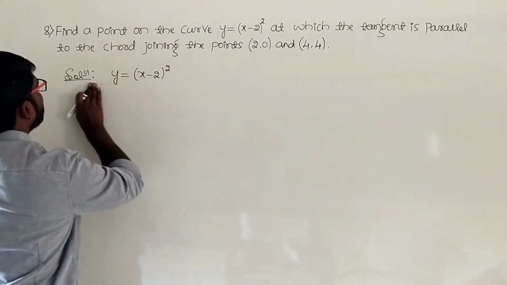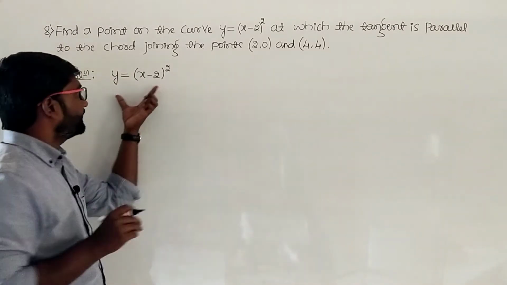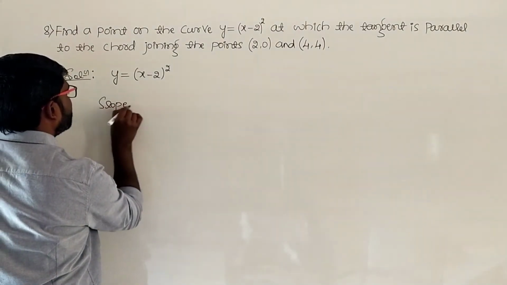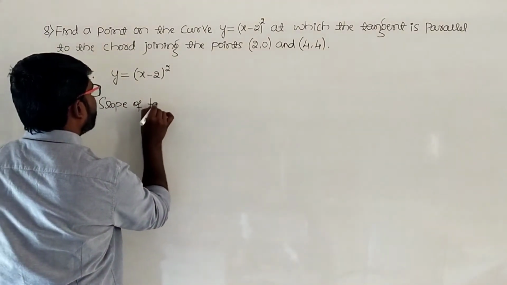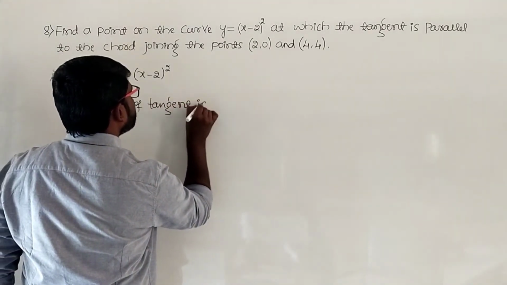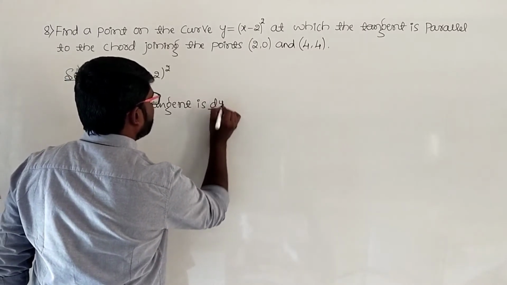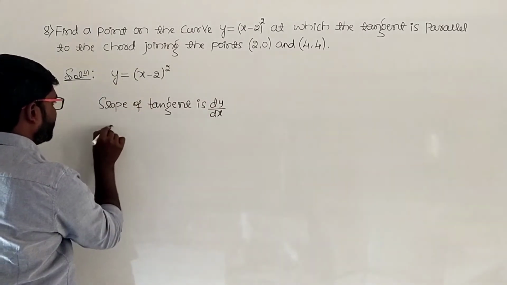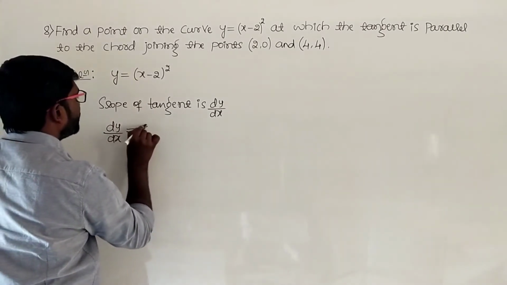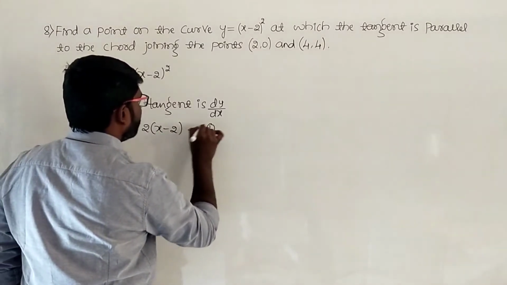Now the slope of the tangent is nothing but the derivative of this particular function. So here slope of tangent is dy by dx. Slope of tangent is nothing but dy by dx. So here you get dy by dx equals 2 times (x minus 2). I call this equation number 1.